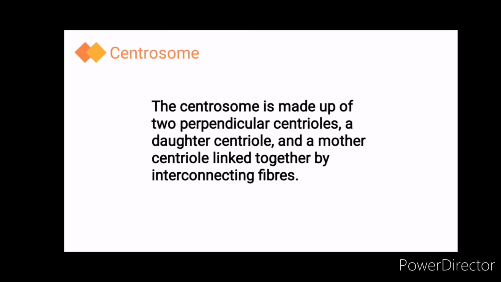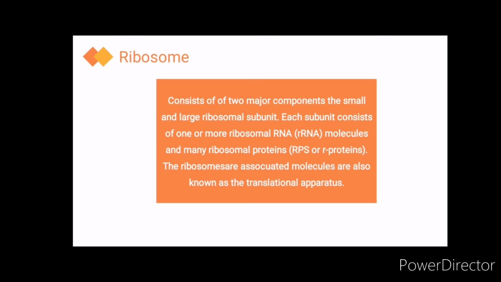Eighth, the centrosome. The centrosome is made up of two perpendicular centrioles, a daughter centriole and a mother centriole, linked together by interconnecting fibres. Ninth, the ribosome. It consists of two major components, the small and large ribosomal subunit. Each subunit consists of one or more ribosomal RNA molecules, which we call rRNA, and many ribosomal proteins, which we call RPS or R proteins.